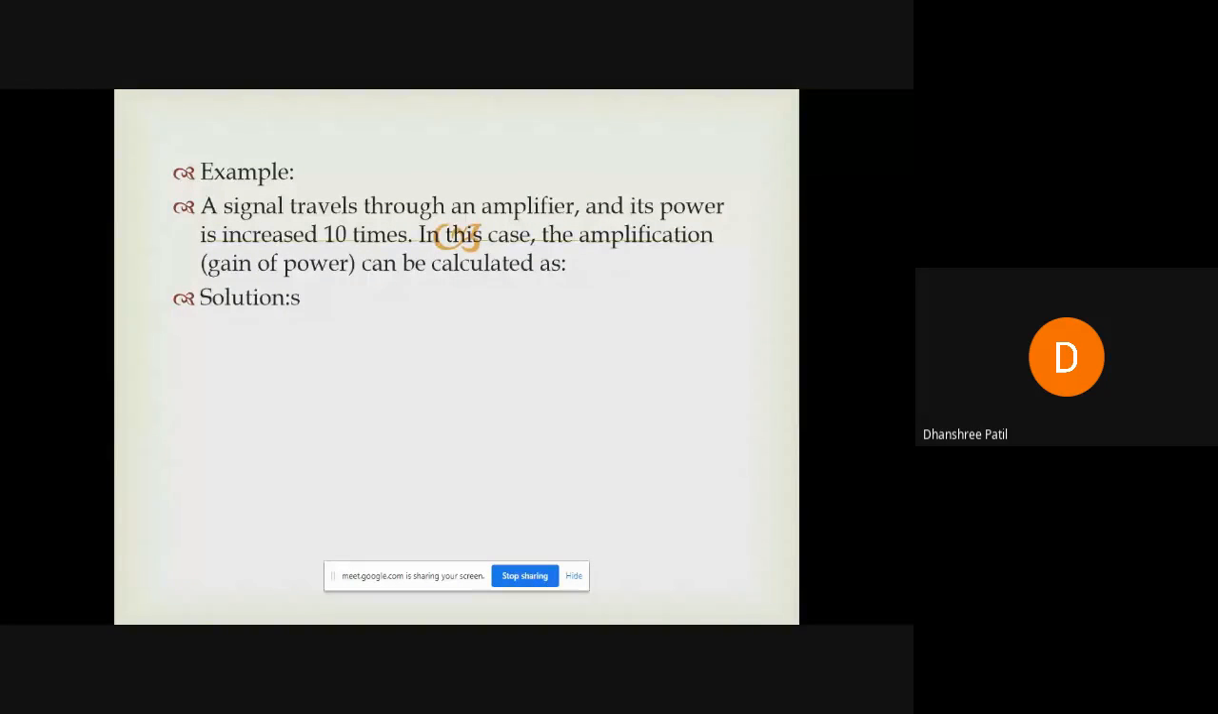Others? Remaining students, please give me the answer. Are you getting the answer? Yes, ma'am. So what is the answer? 10 dB. Okay, okay. Anybody who is not getting the answer, please let me know.